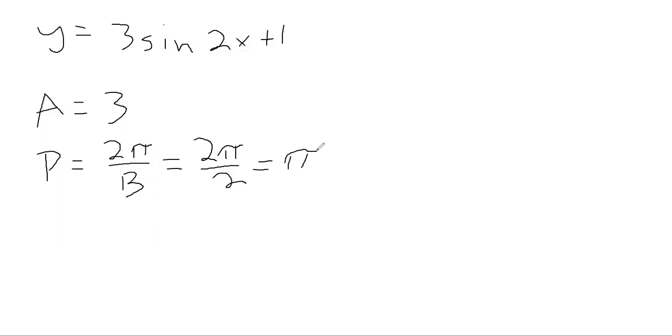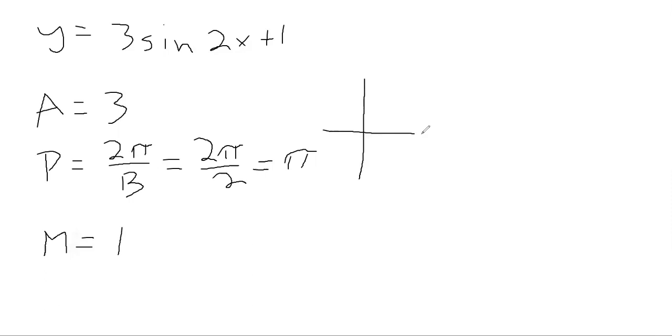And finally, the midline, we find by looking at the constant term that's either being added or subtracted to our sine or cosine function. And in this case, that is a positive 1, so my midline is going to be at 1. So now that we have the amplitude of 3, the period of pi, and a midline of 1, we can go ahead and start graphing this.